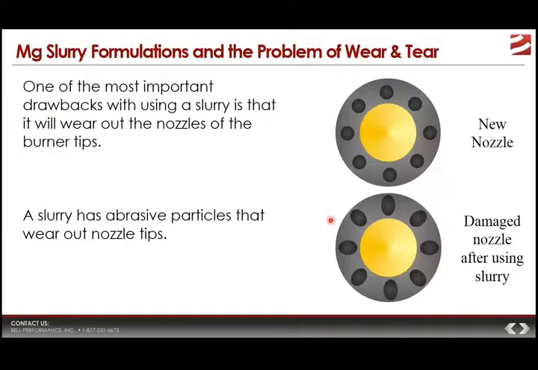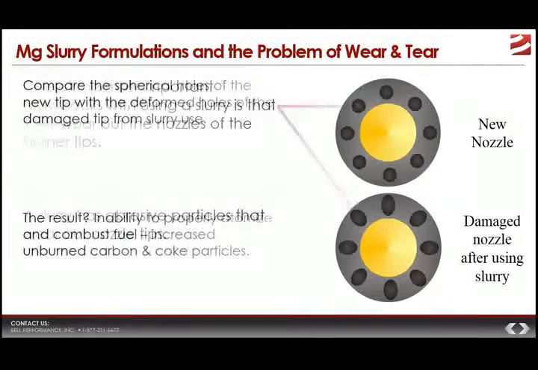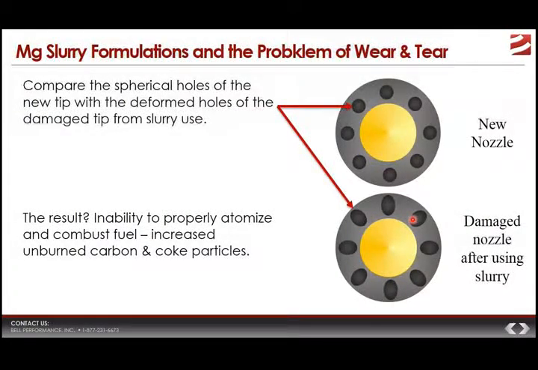You can see a graphical illustration here. A new injection nozzle has circular holes, but over time, those holes get worn by the magnesium oxide and they actually start to look more elliptical. And that's not really the way that this kind of nozzle was designed to function. So compare the shape of the spherical hole with the deformed shape of the damaged holes. And what happens is that you no longer have the ability to properly atomize and combust fuel.